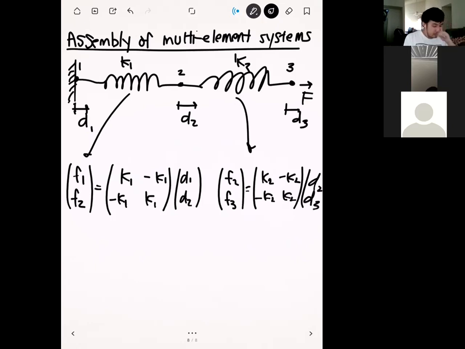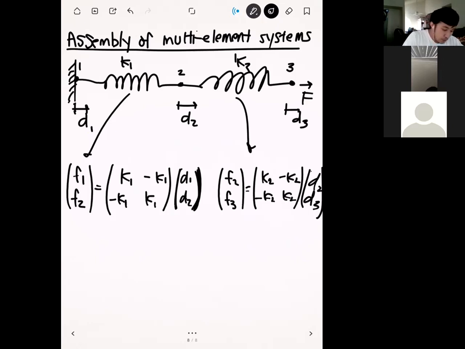Okay, and so for spring 2, it also has its element system. One thing I want to highlight before we move forward is that for spring 1, you'll notice that the displacement vector that I gave you is D1 and D2, but in comparison, the element stiffness system for spring number 2 is D2 and D3.